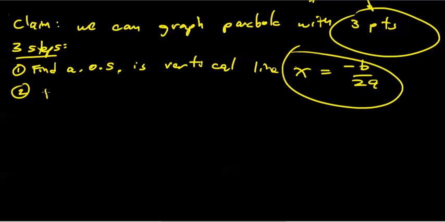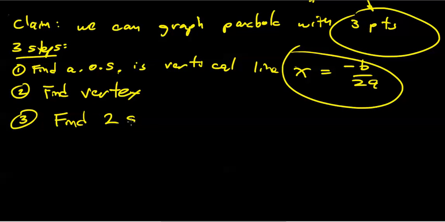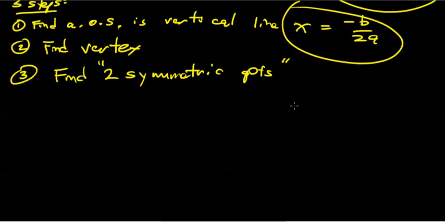Step 2. Once you know the axis of symmetry, it's an easy matter to find the vertex, as we'll see. And step 3 is to find 2 symmetric points. There is some freedom as to how to find those symmetric points, depending on what type of problem situation you're in. So I claim with the axis of symmetry, the vertex, and 2 symmetric points, we'll basically be able to get a good picture of the parabola with all the action in our window. Let's do an example.